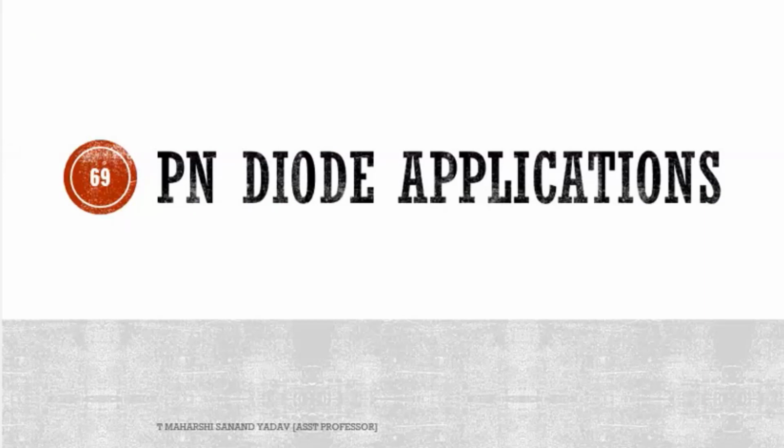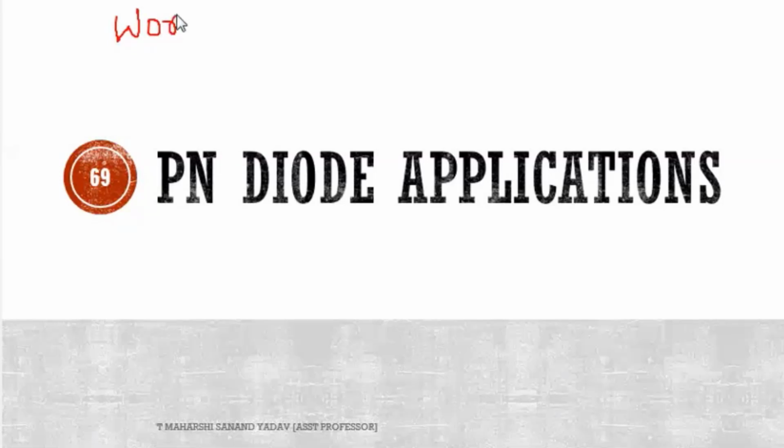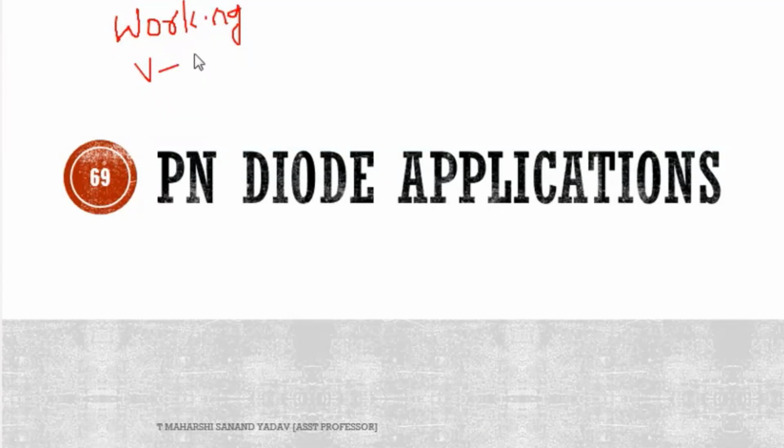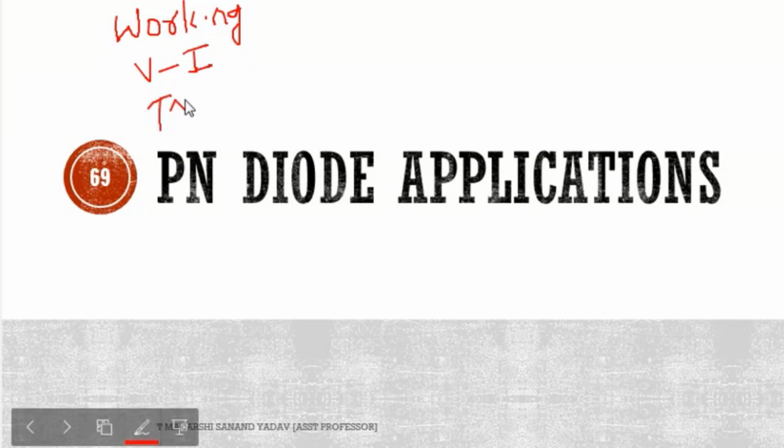So we shall now see about PN diode applications. Till now, we have done the working of the PN diode under forward bias, reverse bias, and no bias. At the same time, you know the VI characteristics for forward and reverse, and you know about temperature effects also, right?